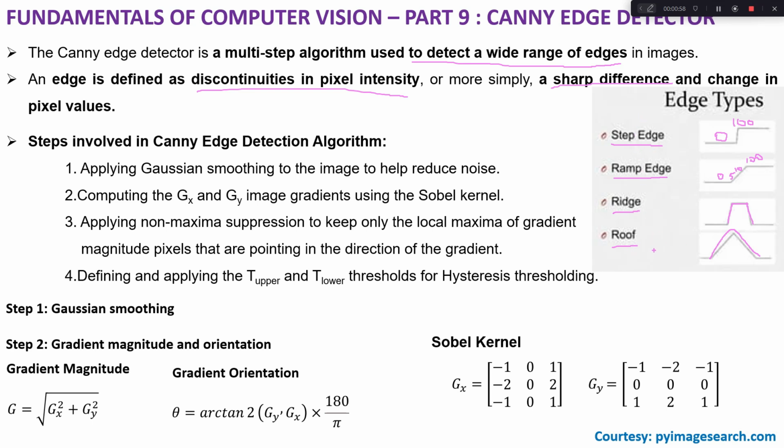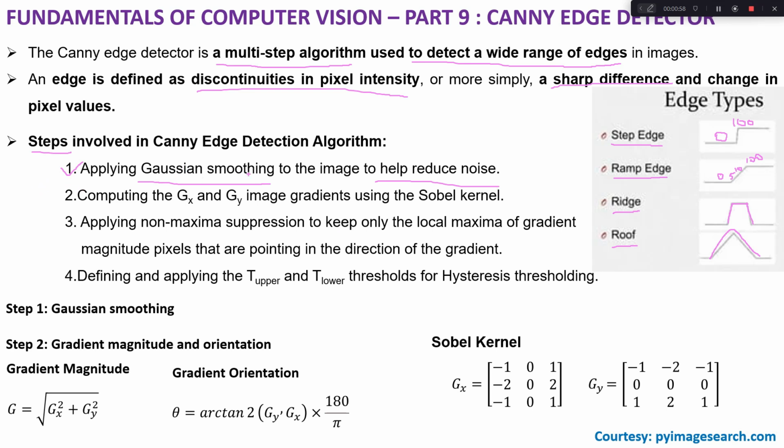All these types of edges can be identified by using the Canny edge detection algorithm. This algorithm is a multi-step algorithm, which means it has 4 steps. The steps are provided here. The first step is to apply Gaussian smoothing or blurring to an image. A tutorial related to Gaussian blurring and smoothing has already been uploaded on my website, so please have a look at it on how to use this Gaussian blurring technique on an image. The main application of Gaussian blurring is that it helps to reduce the noise and the high frequency components, so that we can get a clearer representation of an object.